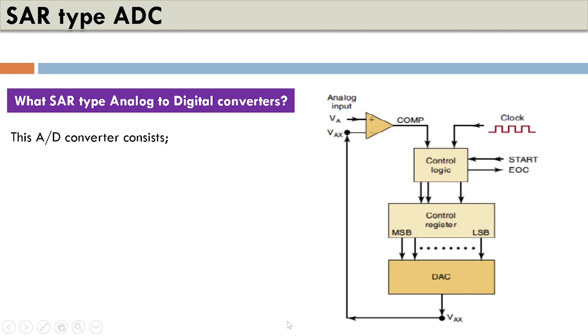Now, the output of this register is connected to a digital to analog converter. Now, the output of this is VAX, which is continuously compared with the unknown analog input, which is VA, and it has been compared with a comparator constructed out of an operational amplifier connected in open loop configuration.